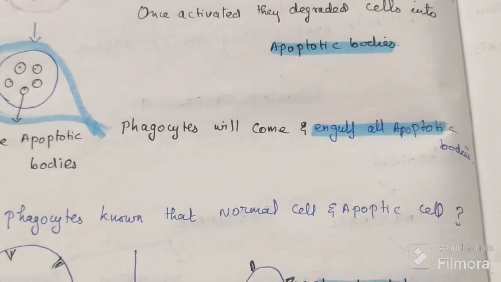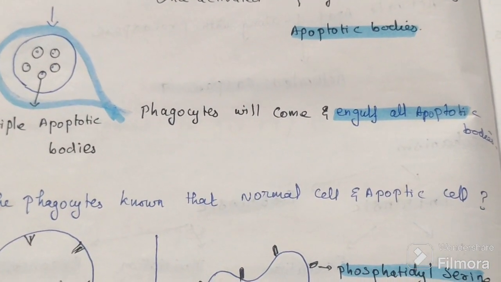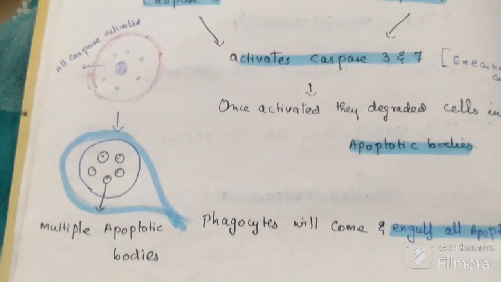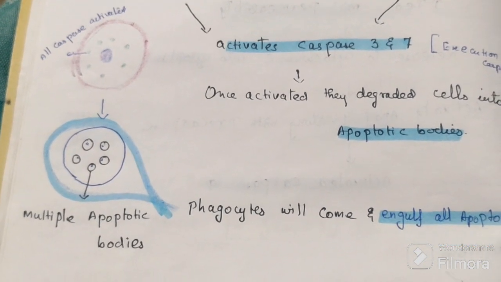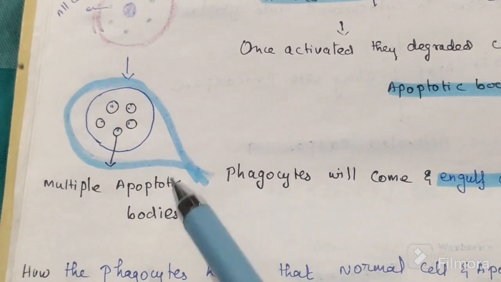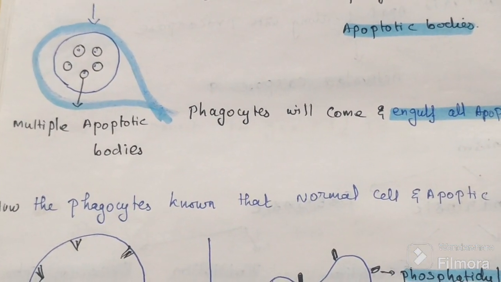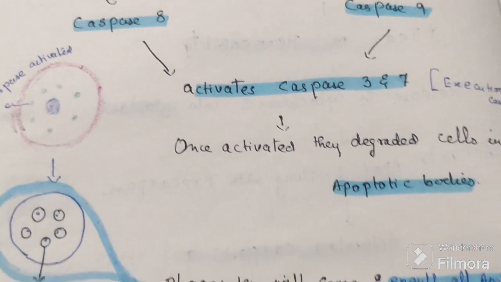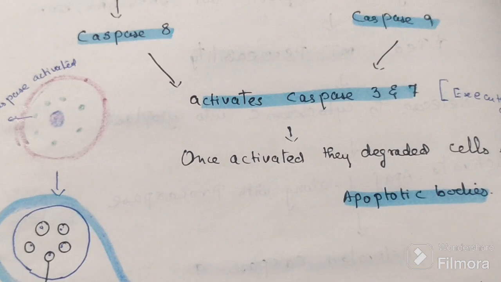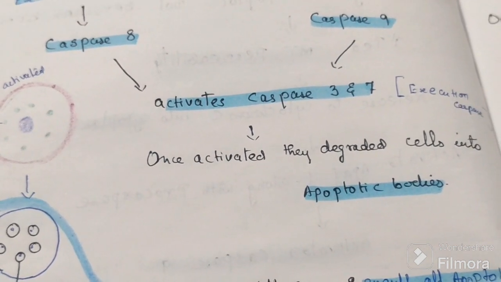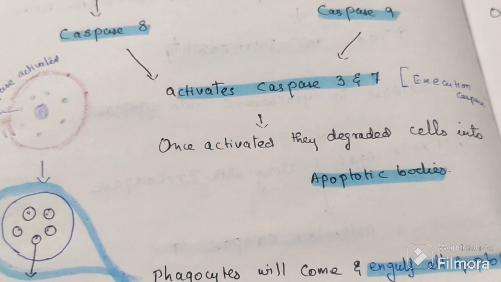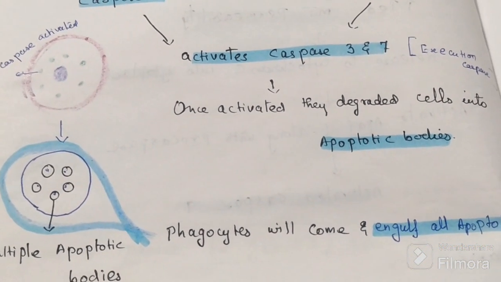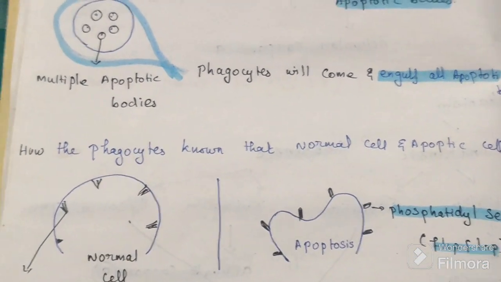After apoptotic bodies form, phagocytes will come and help with those apoptotic bodies. So the cell clearance process will happen. Now phagocytes will come and eat those apoptotic cells. How do phagocytes recognize which one is the normal cell and which one is the apoptotic cell? What is the mechanism?